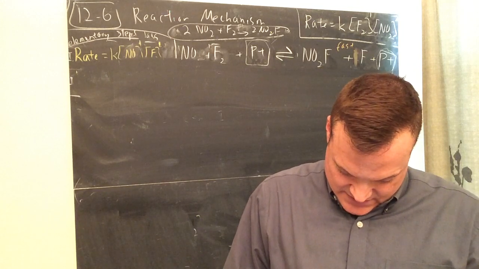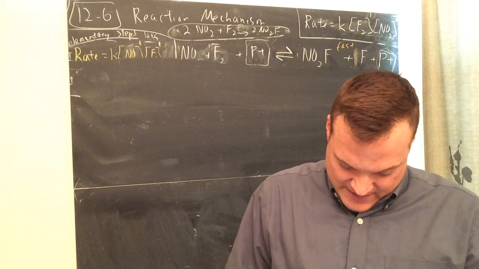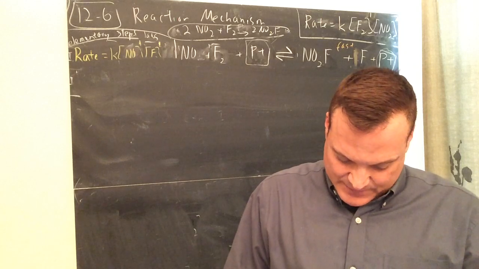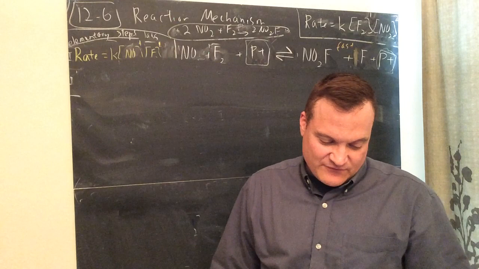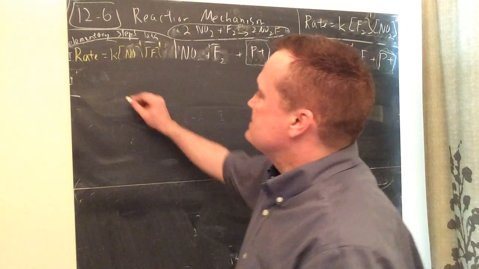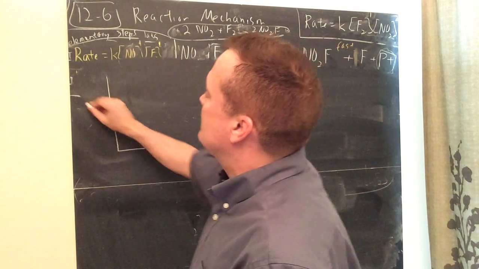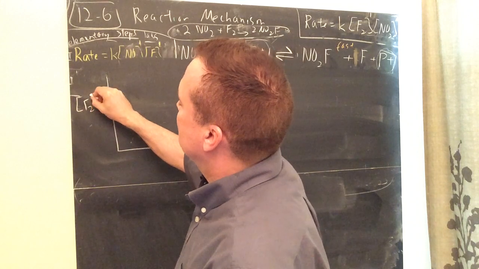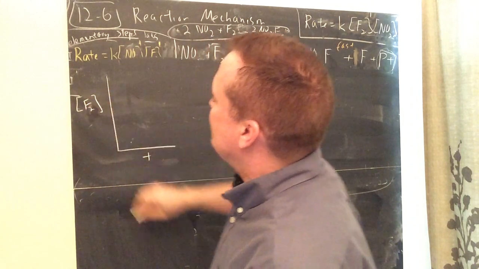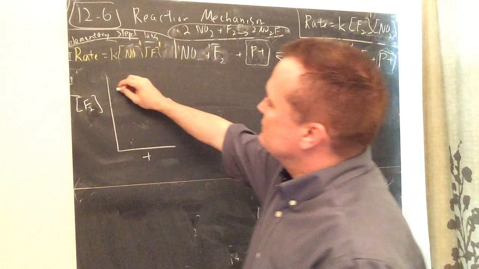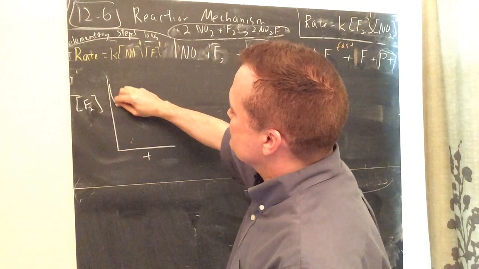Okay, so the next little question here. It says number 1. I think this will be pretty easy, I hope. Sketch a graph to indicate the concentration of F2 versus time. If they had to make a concentration of F2 versus time, what would that graph look like? Well, we know it's just going to be decreasing as time goes by.